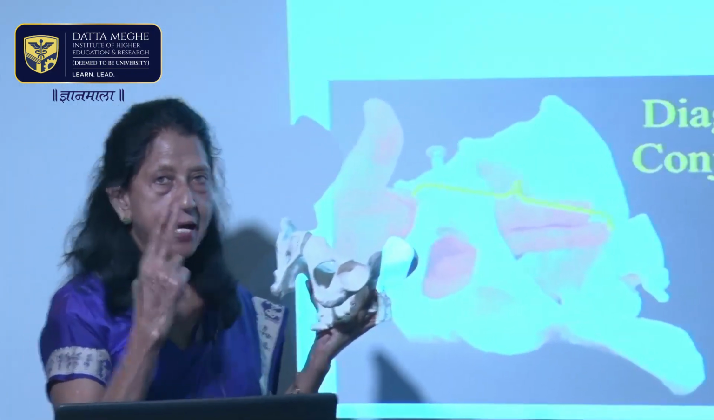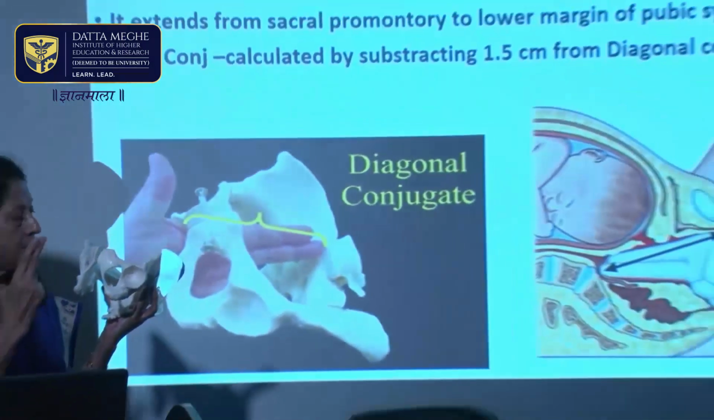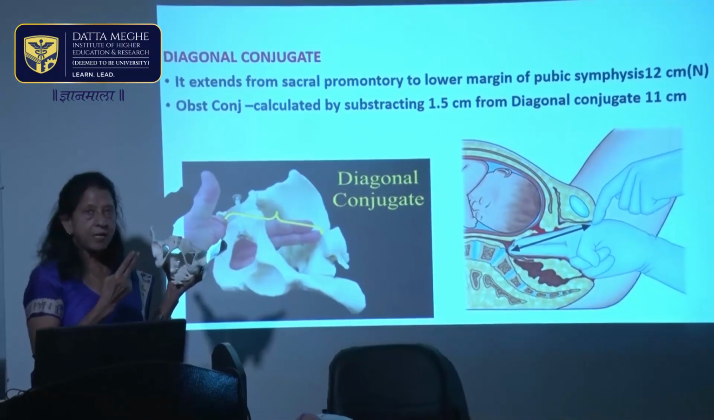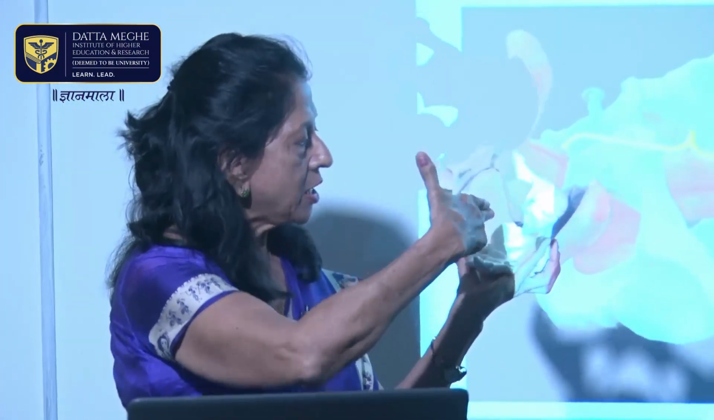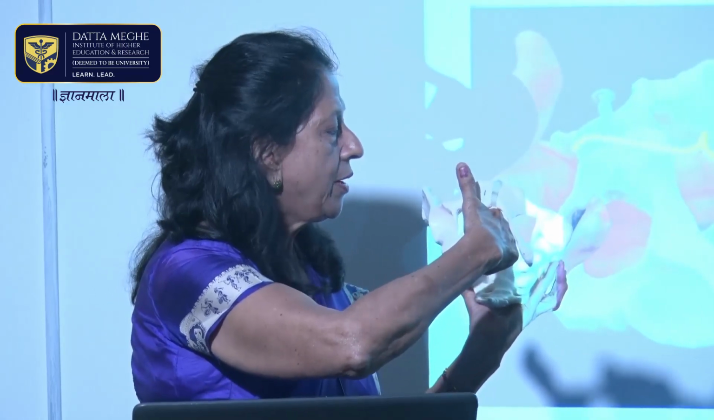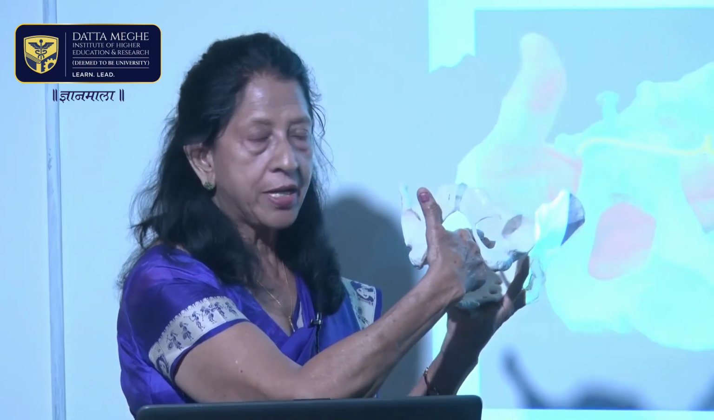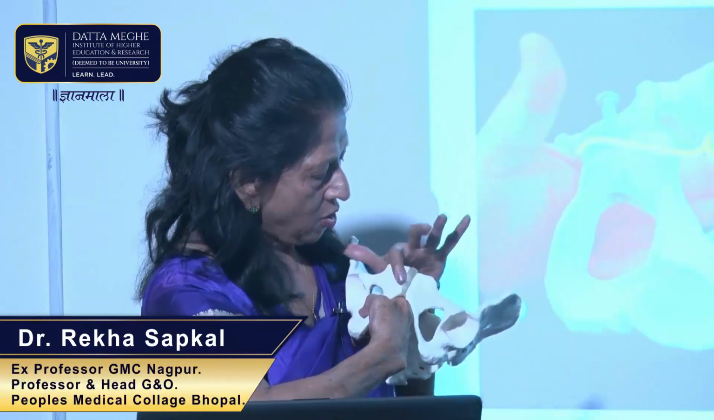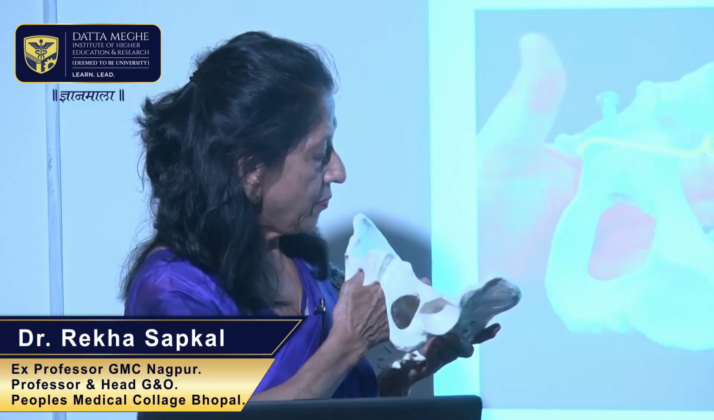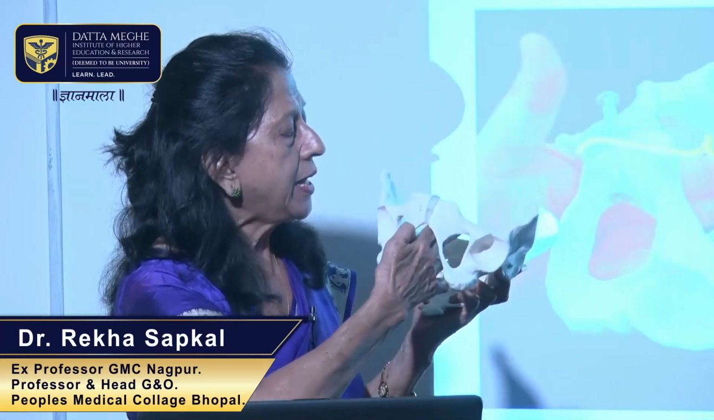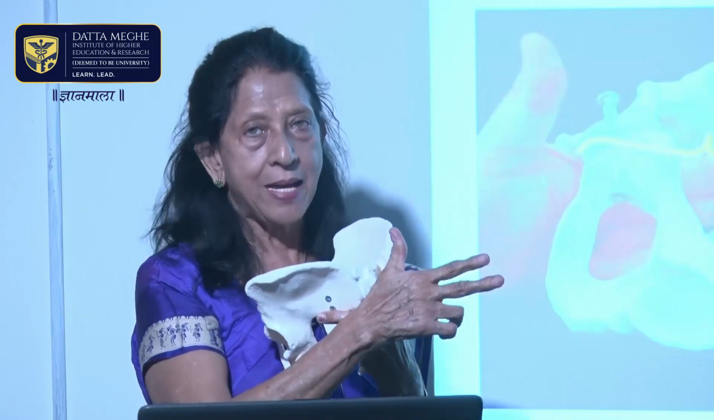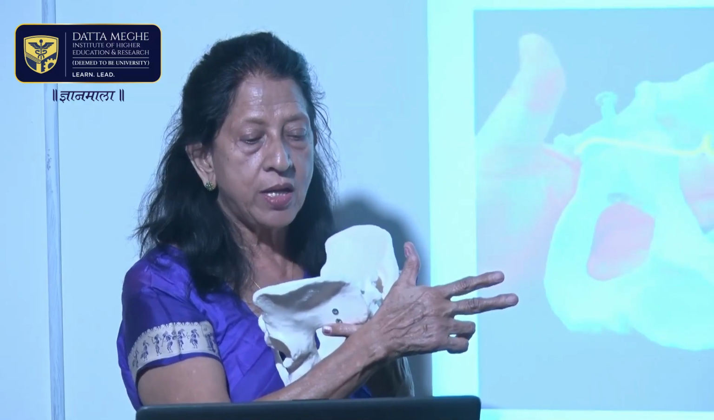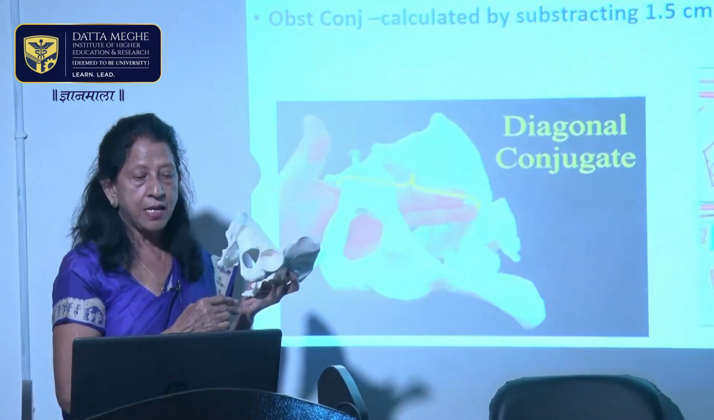Next we assess the diagonal conjugate. We have learned in the past that the diagonal conjugate is assessed by PV examination. So, we introduce 2 fingers vaginally, the patient is lying like this, we put our fingers, the tip of the middle finger should reach the sacral promontory, and the lower mark of the pubic symphysis is made out, and that is how we measure this distance from the tip of the middle finger to this mark. So, that is what the diagonal conjugate is. So, it is assessed clinically.